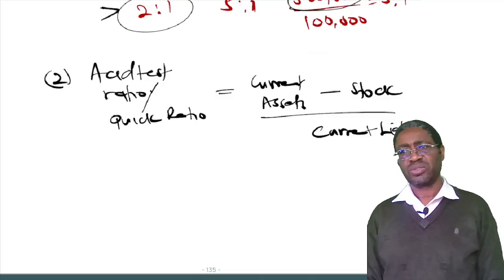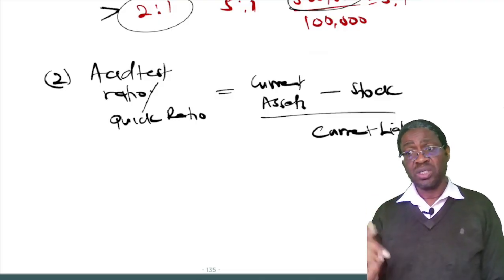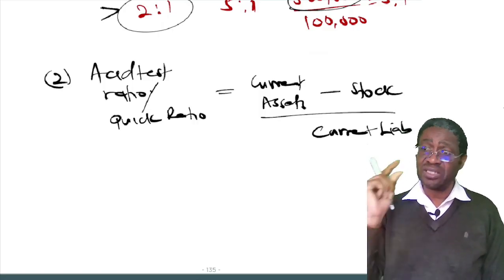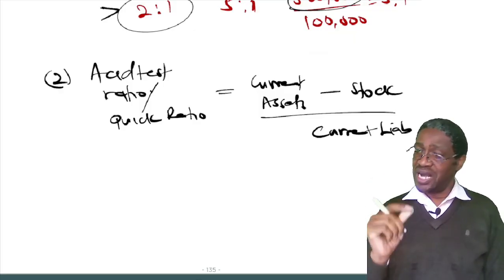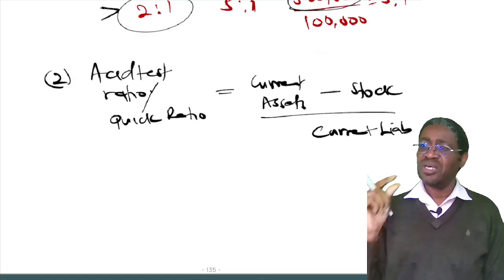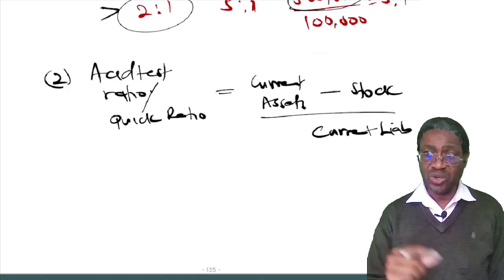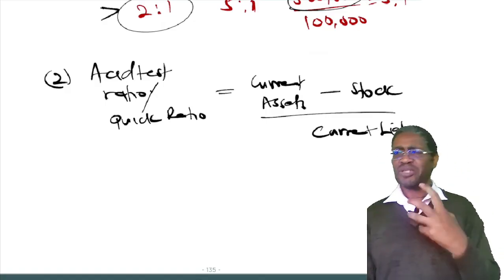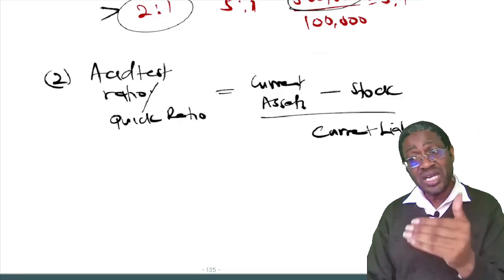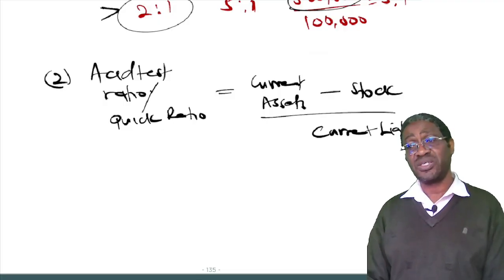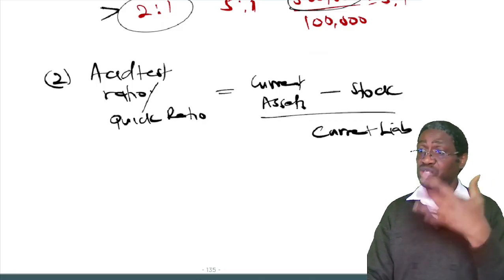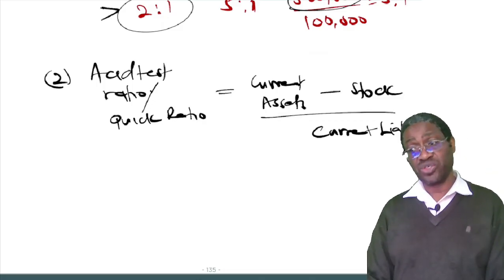I have told you what a liquidity ratio is. These are ratios that measure the ability of a firm to repay its current liabilities. What are current liabilities? These are liabilities that should be paid within a short period of time, usually less than 1 year. But you may realize that there are some stocks that can stay in the business for more than 1 year before they are sold.